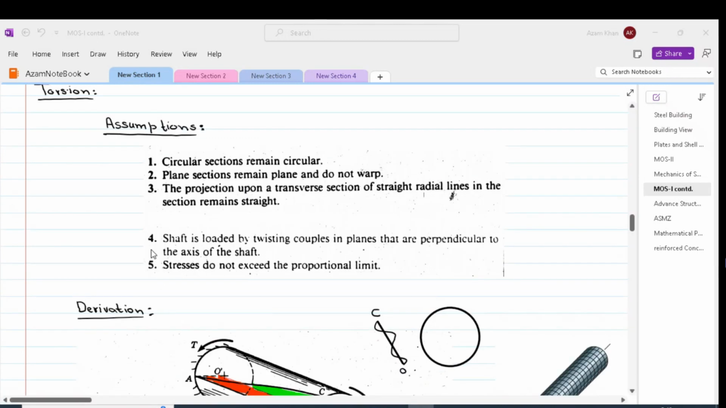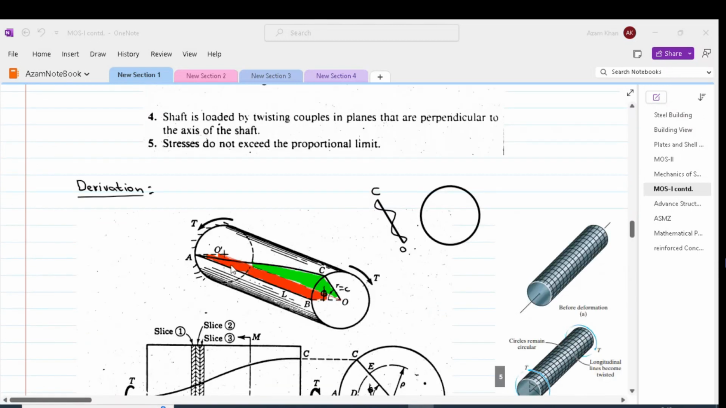So let us now assume a shaft which is cantilevered out. In other words, a circular shaft which is fixed at point O dash, and a torque of T is applied at point O. By torque, we mean moment applied about the longitudinal axis of the shaft. So the longitudinal axis in this picture is OO prime.